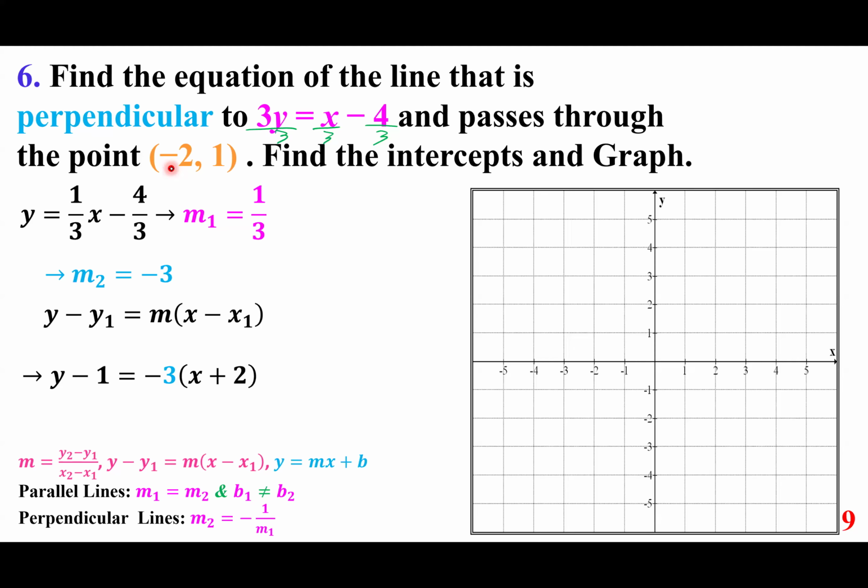Now, we are going to simplify in the following manner. Minus 3x minus 6, negative 1 on the left moves to the right and becomes positive, and we get y equals minus 3x minus 5. So pretty straightforward.